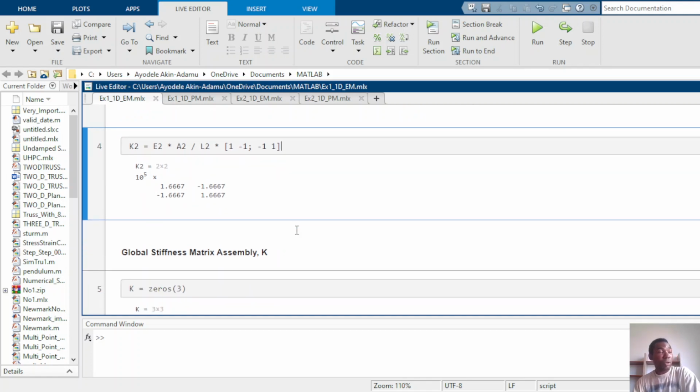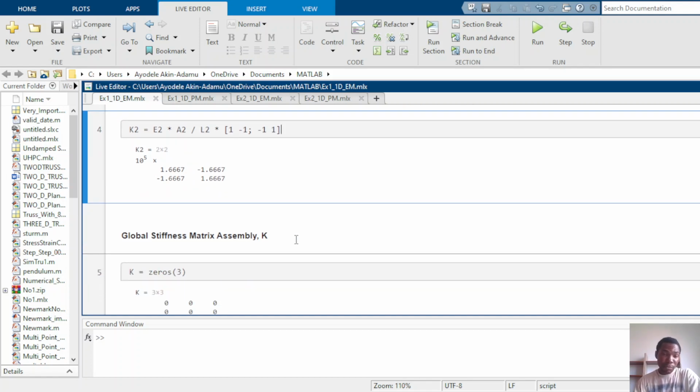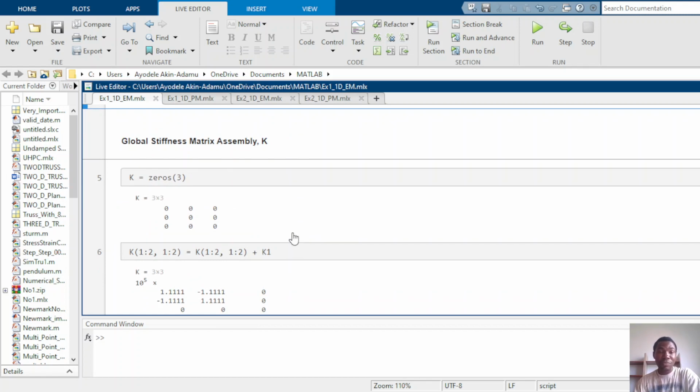So after we have defined our local stiffness matrices, the next step is to define the global stiffness matrix of the structural body. This is the fun part, and this is the interesting part. In assembling the global stiffness matrix, how do we add the local stiffness matrices? How do we assemble the global stiffness matrix? There's a systematic process which I will show you on how to do this.